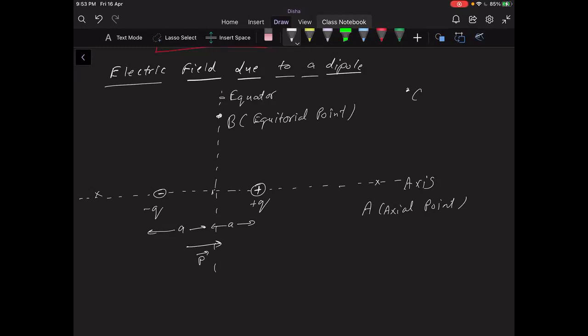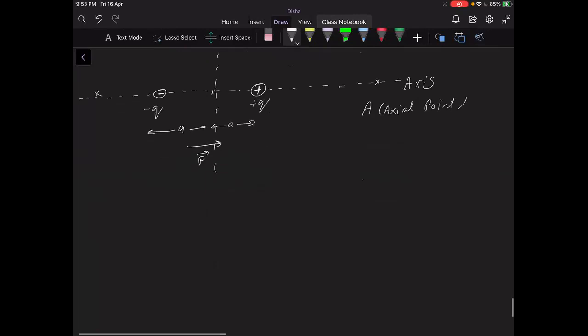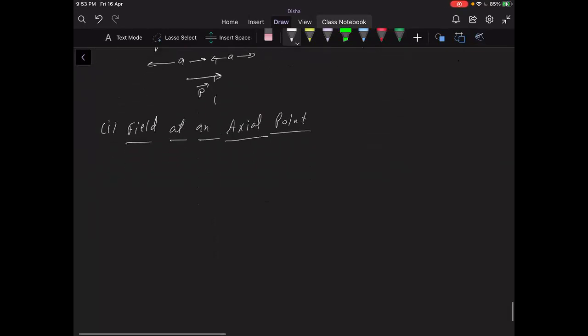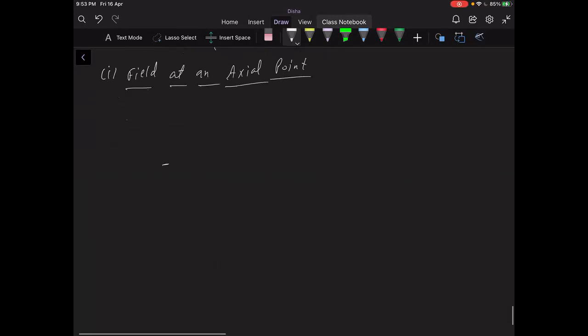So first things first, field at an axial point. The calculation is rather straightforward for this one. It is nothing special actually. This is just like field due to multiple charges, which we have done even in 2D. So 1D is no problem at all. So this is minus Q charge, plus Q charge. This is A. This is A.